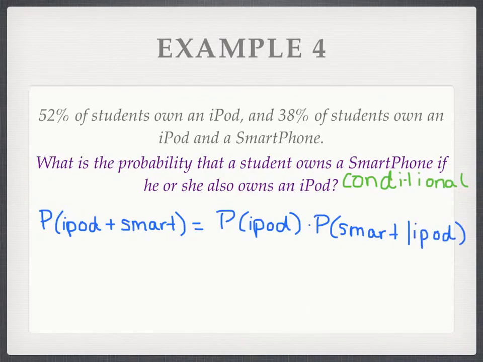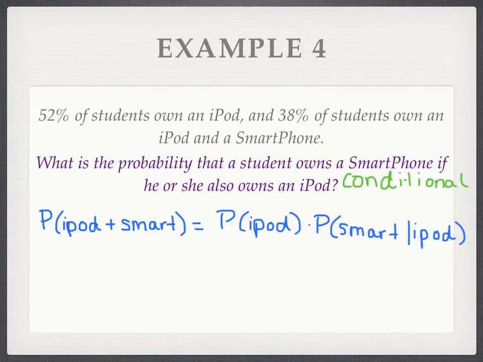So that's what we said before, that the probability of 2 things happening when they're dependent, and that's what's happening here, is if we have a percentage of this given this, that's a dependent situation. It's going to be the probability that the first thing happens multiplied by the probability that the second thing happens if you already know the first thing is true. So watch what's going to happen here.